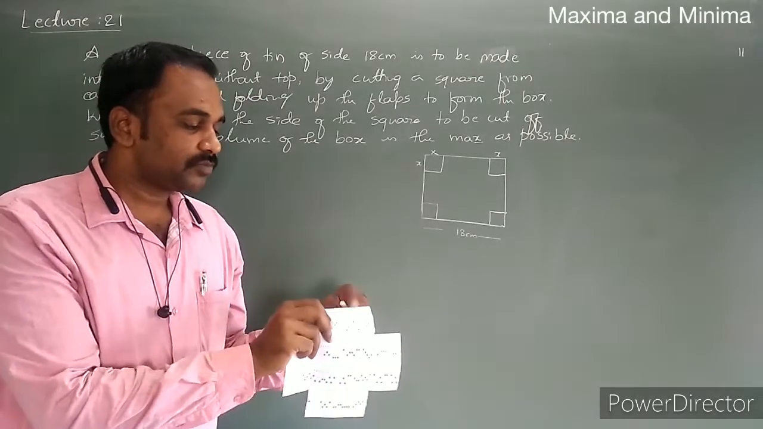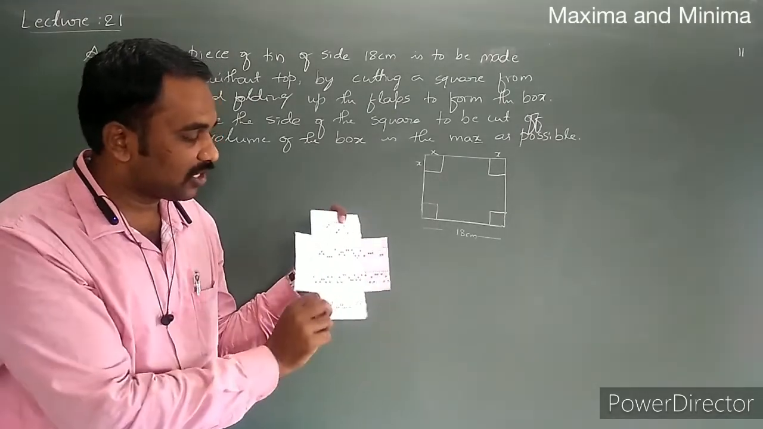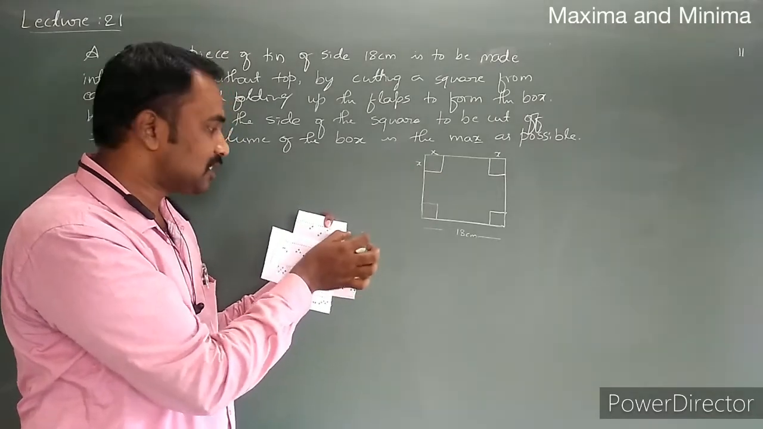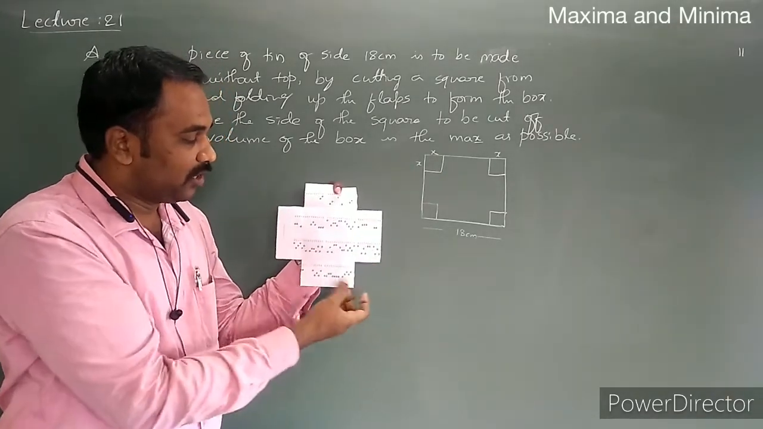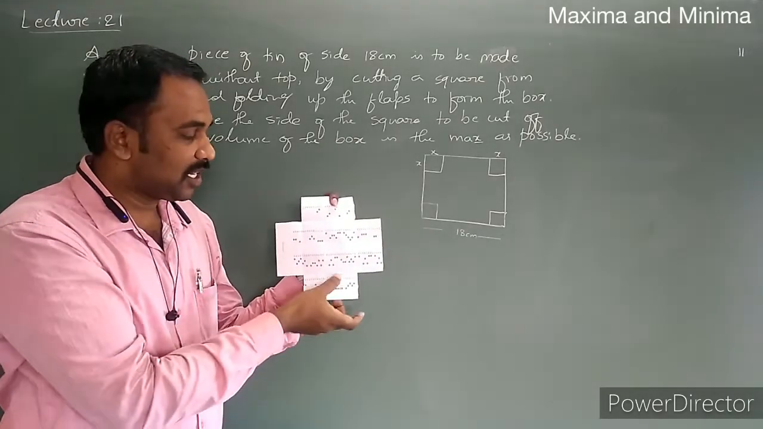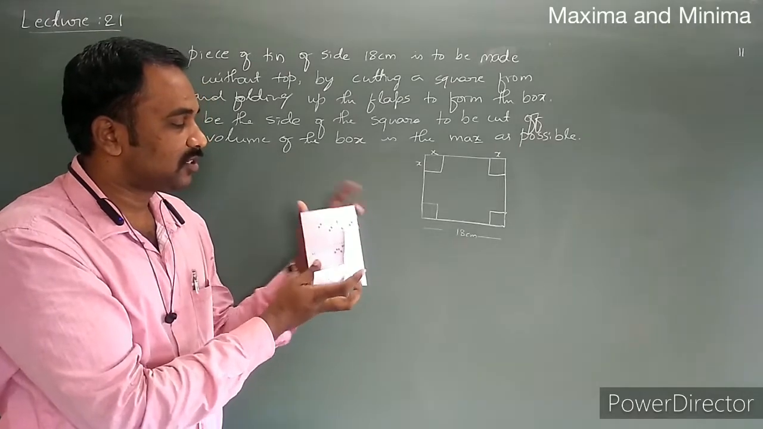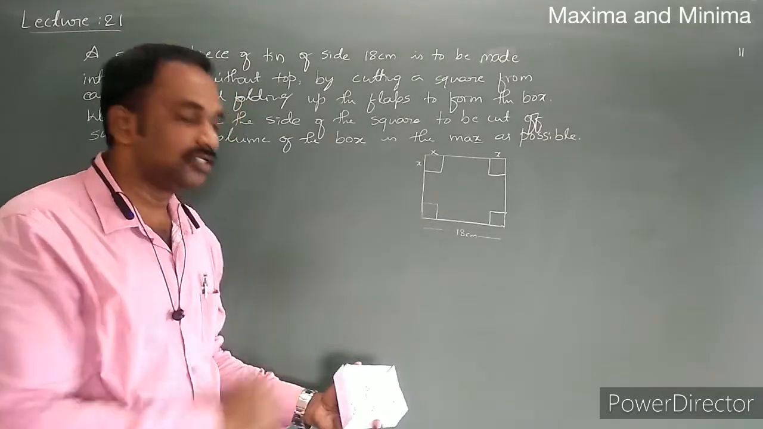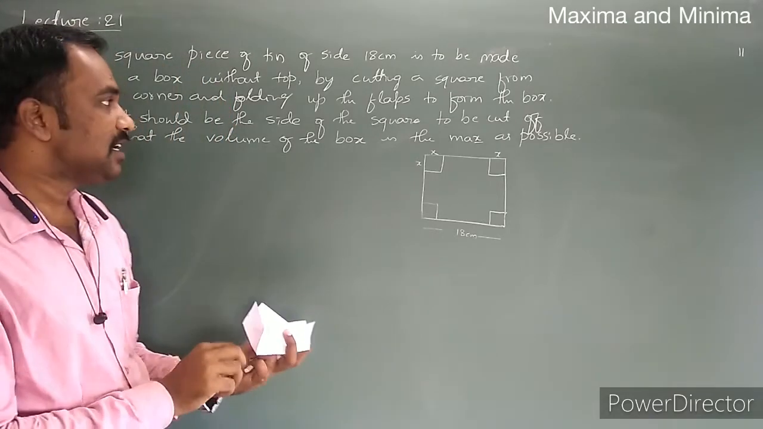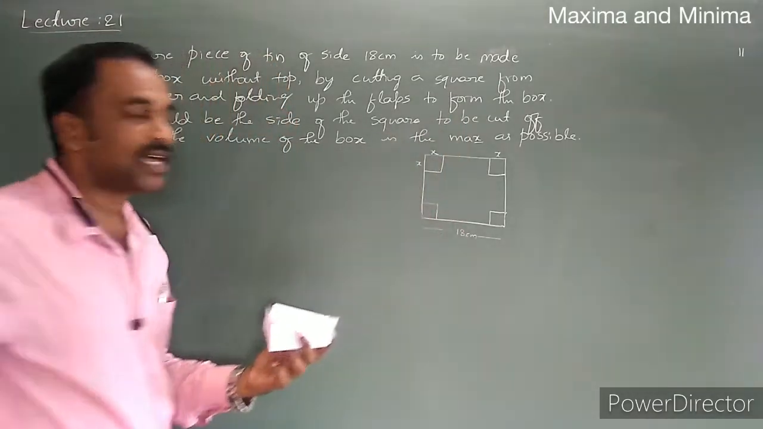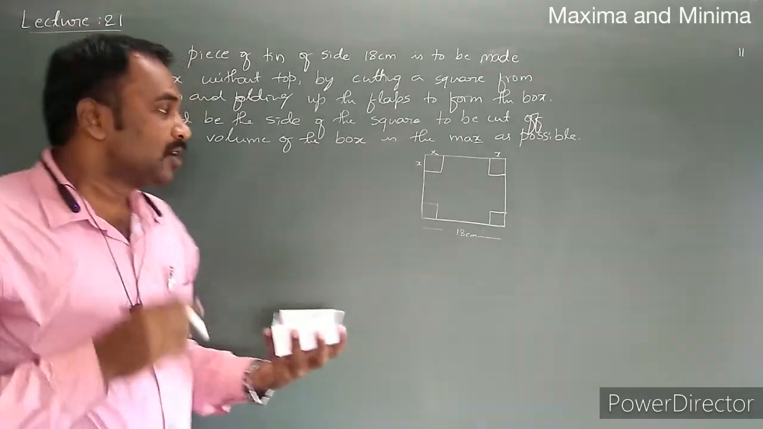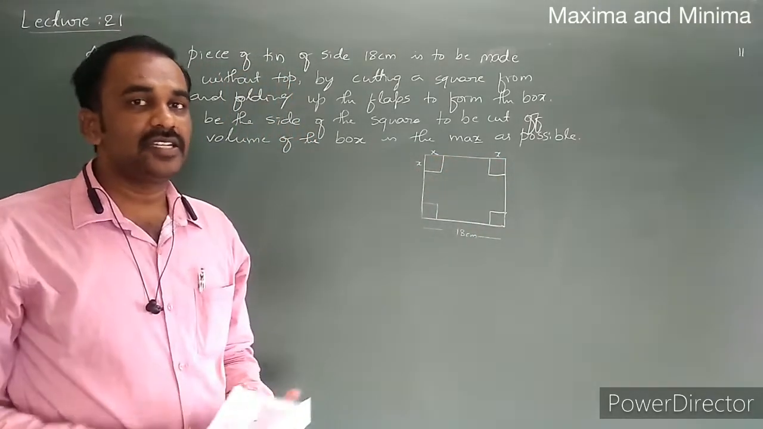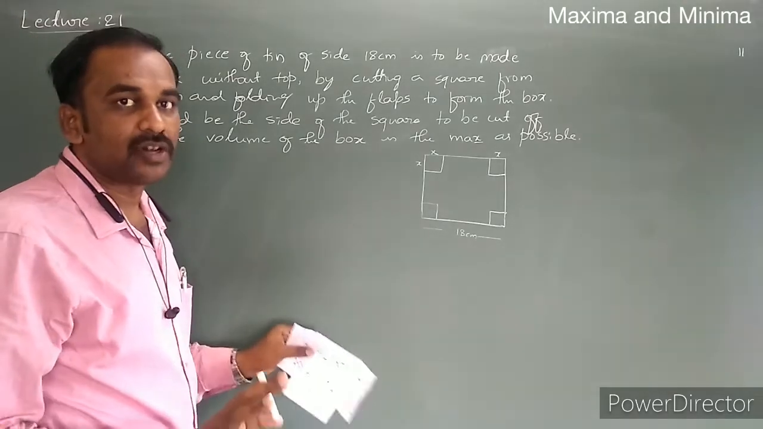How? So observe that here it is a square piece. From each corner I have already cut the square of x. That side of the square piece is x centimeter. Then we have to fold these flaps. By folding the flaps, we make it a box. So this box should have the volume of the box as maximum as possible. Then how much length we have to cut from each corner out of the 18 centimeter? It is the question. I think you got the meaning of the question.